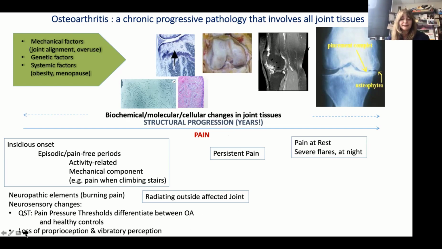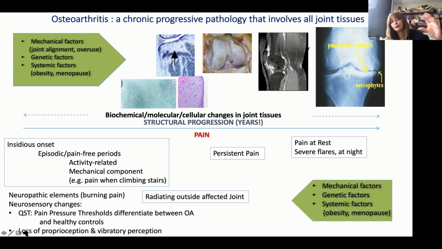And then in more recent years, and I will talk about that a bit later on also, people have documented that there are many neurosensory changes that accompany the osteoarthritis pathology, such as lowered pain pressure thresholds. There are changes in proprioception. There are neuropathic elements to the pain, such as burning or tingling. And again, I will come back to this.